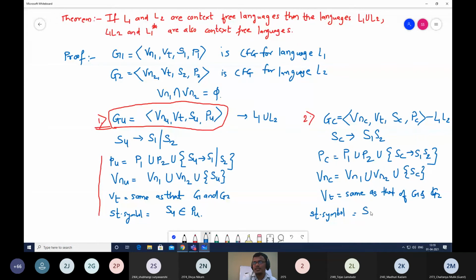What is the starting symbol? It is SC for our concatenation, which now belongs to, sorry, here I made a mistake. This should belong to VNU. Similarly, this should belong to VNC. Are both the constructions understood? Yes, sir.